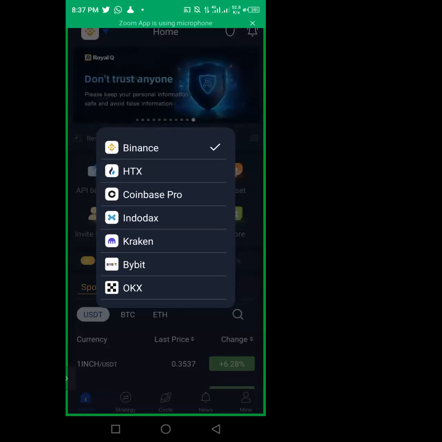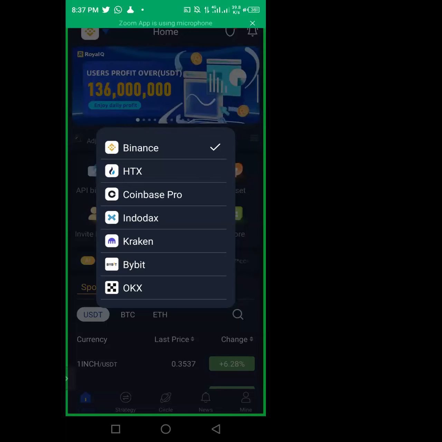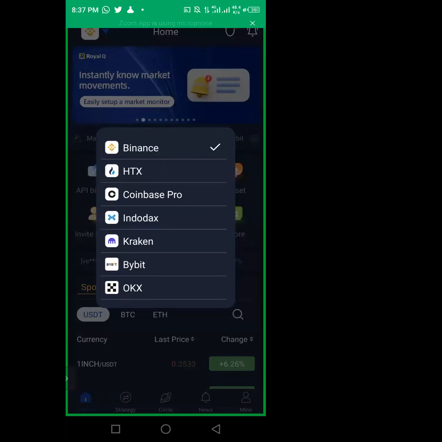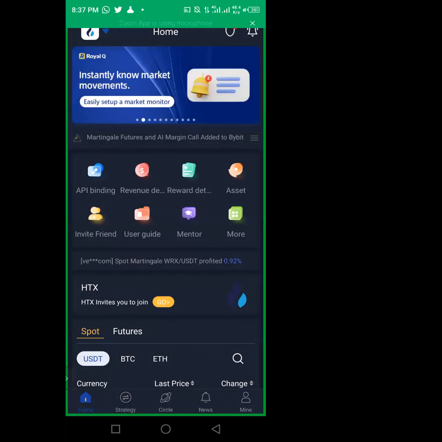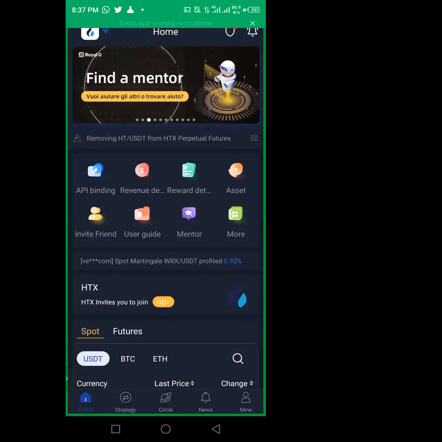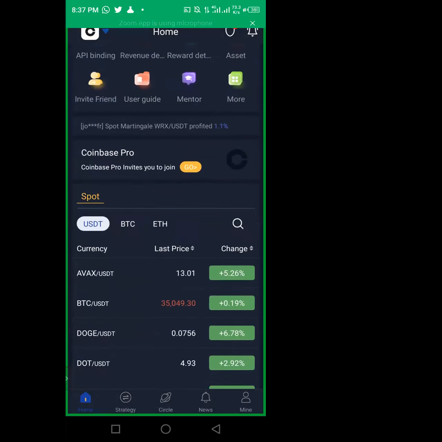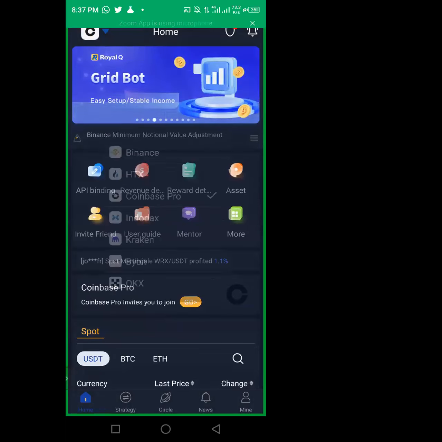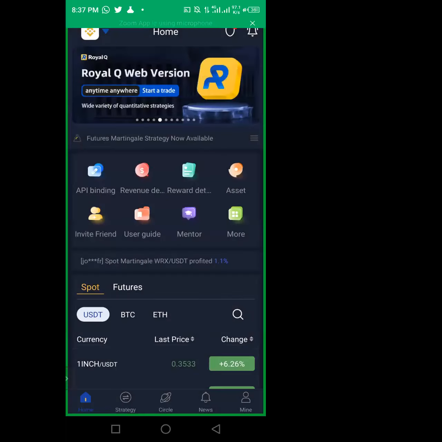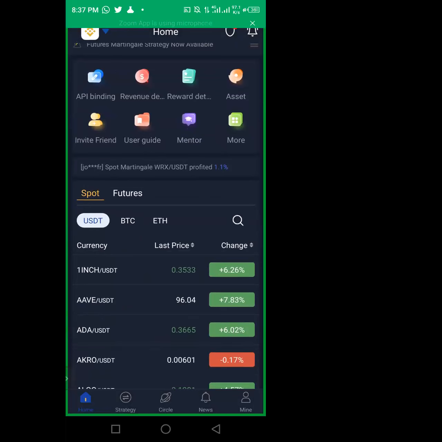If you have all of them, you can link them to your activated RoyalQ app. So if you want to swap, if you want to check, you just click select. Everything on Huobi will start displaying. If you are trading with Coinbase, if you select, everything on Coinbase will start displaying. So let me use Binance. So this is the Binance interface.